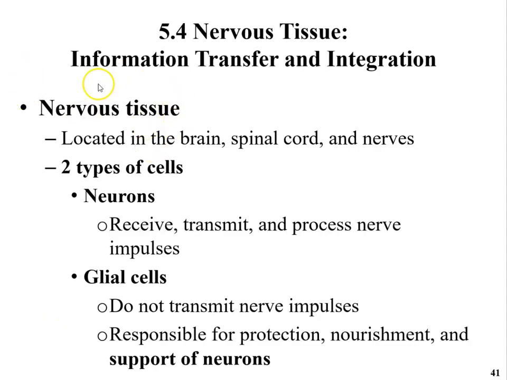Okay, and finally we have nervous tissue. Nervous tissue is located in the brain, the spinal cord, and the nerves, and you'll find 2 types of cells in nervous tissue. You'll find neurons, which receive, transmit, and process the nerve impulses. And then you'll find glial cells. Now, glial cells don't transmit anything, but they are responsible for protecting and nourishing and supporting the neurons themselves.